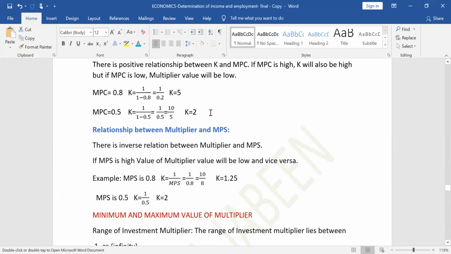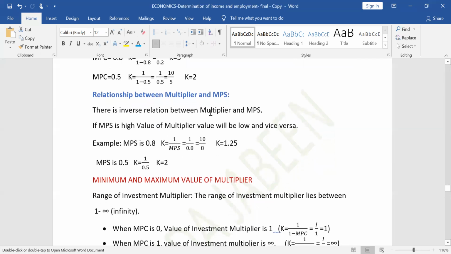So higher the value of MPC, higher will be the value of investment multiplier. Lower the value of MPC, lower will be investment multiplier. Keep it in your mind that MPC and investment multiplier are directly related. So higher the amount people are consuming, spending their income on consumption, more will be the value of investment multiplier, which means national income will increase more.